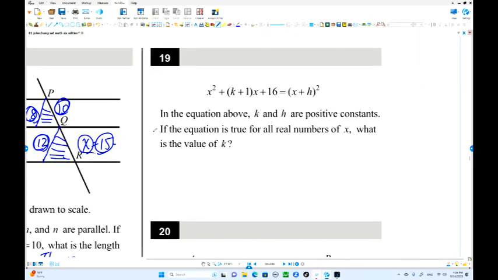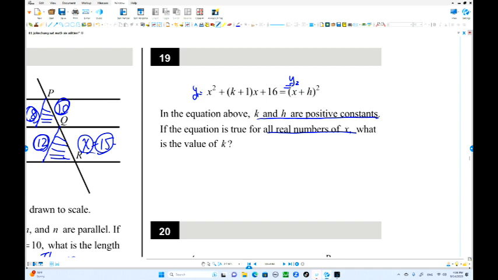Here we go, number 19. So we have h and k positive constants. But this equation is true for all real values. But that's another one, okay? Identical equations. It's actually the same expression, okay? The same graph. If this graph is y1, this graph is y2, it's going to be the same graph. That's why, okay, infinite solutions, many solutions, okay?